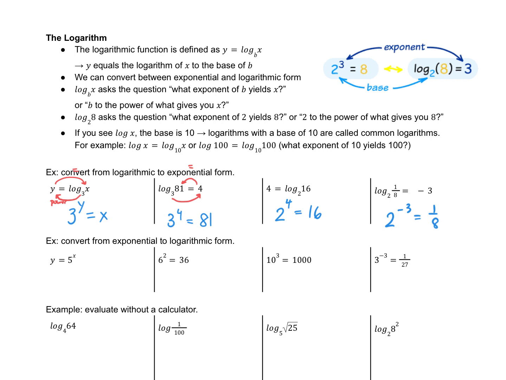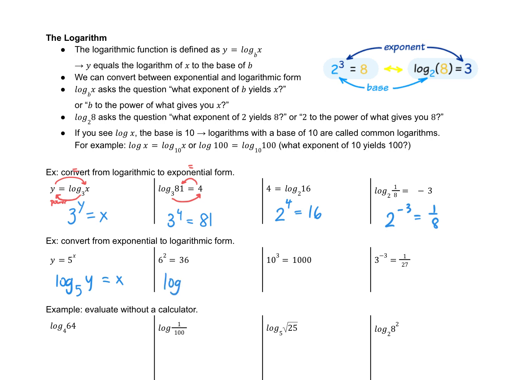Let's go in the opposite direction. y equals 5 to the x. I want the logarithmic form. Well, I'm going to have log. The base of my exponent is the base of my log. The exponent is going to be the answer to my log, and then that just leaves y. So log y base 5 is equal to x.